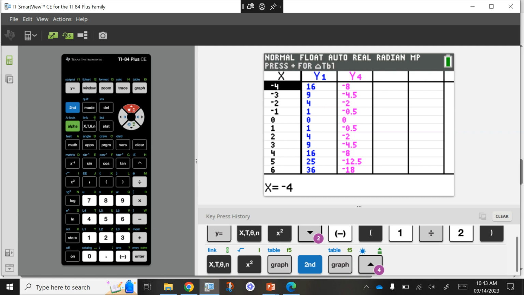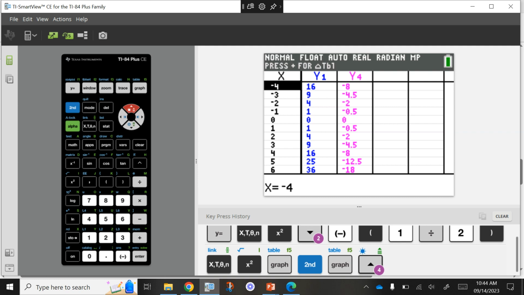So second graph brought me to the table. You can move your arrows to see different x values. What are your x values? Are they going all the way, is it 0, 1, 2, 3? Okay. All right, so let's plot some of these.